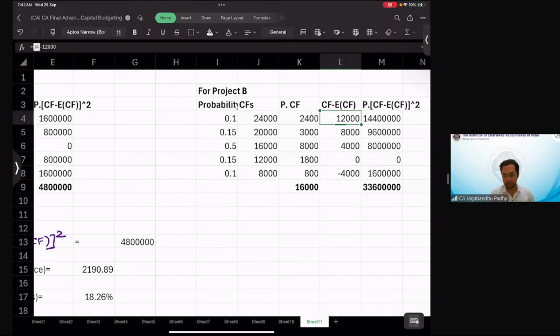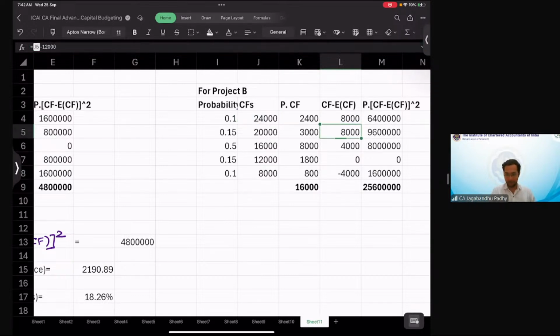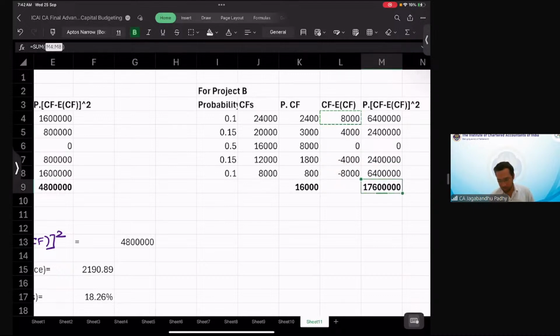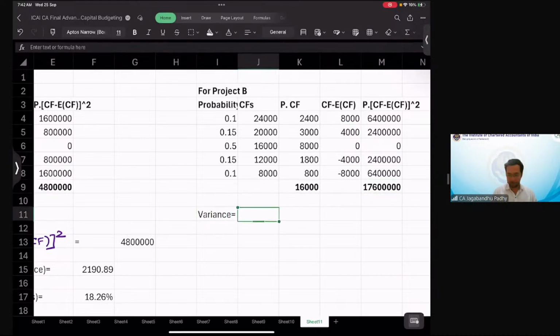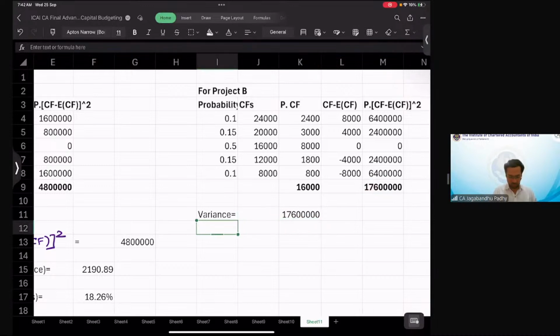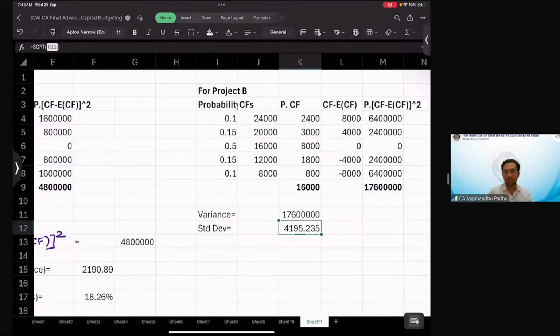The variance is going to be calculated as 17 lakh, or sorry, 1 crore 76 lakh. That's the variance. And the standard deviation is simply the square root of this term, which is 4195.23. I can see many of the students have got the same answer. Yeah, almost all of you have got it.